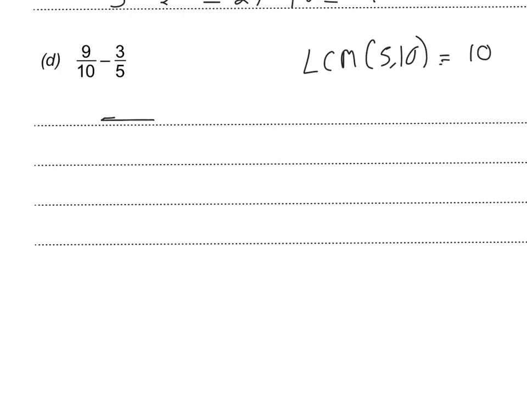So we want two fractions now, which have a denominator of 10. We're happy with the first fraction, 9/10, take away. Now we've got to find an equivalent fraction of 3/5, which is now in tenths. That is 6/10. 9/10 take away 6/10 gives me 3/10 as an answer.